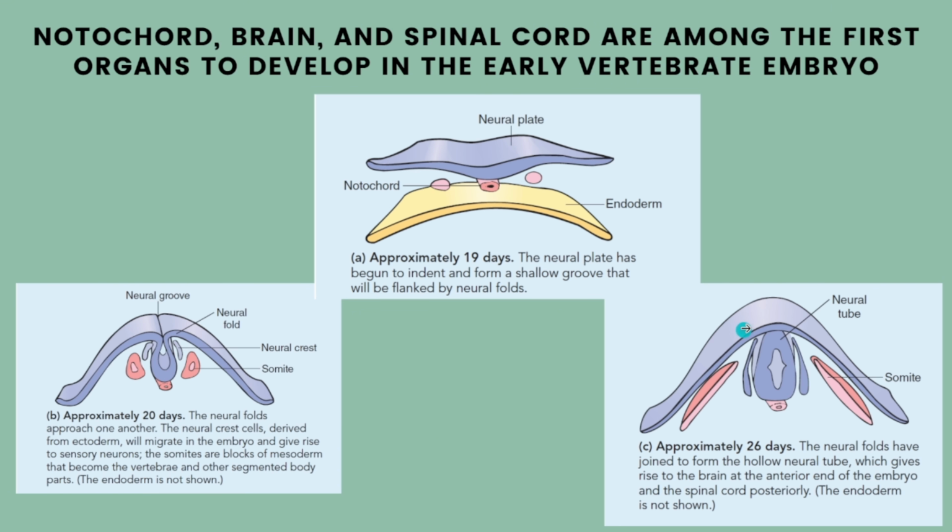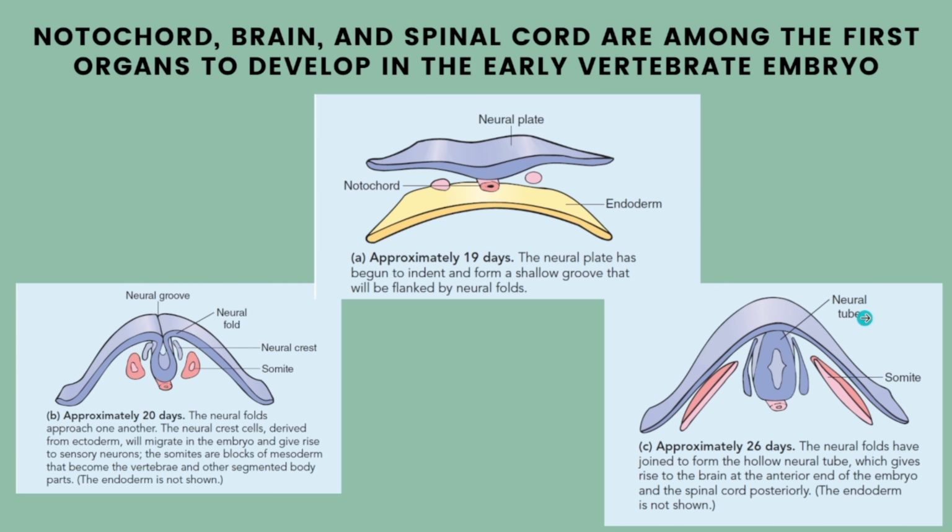It is like a house, right? Like a roof of a house. So the neural tube is inside. The anterior portion of the neural tube will differentiate into the brain, and the rest of the tube will develop into the spinal cord. So this is very important.